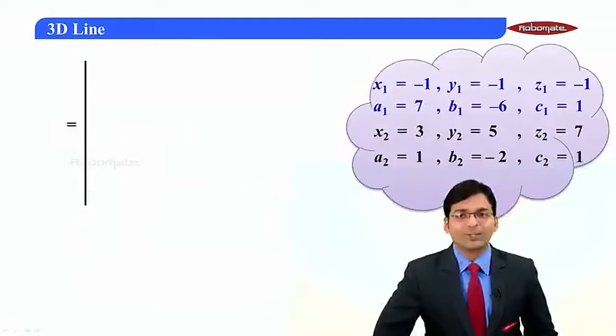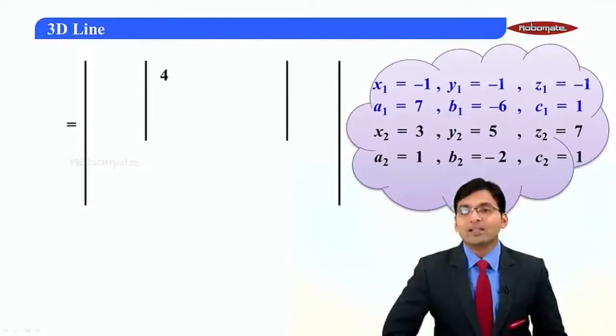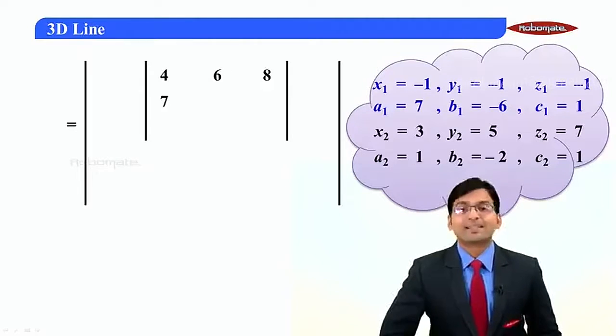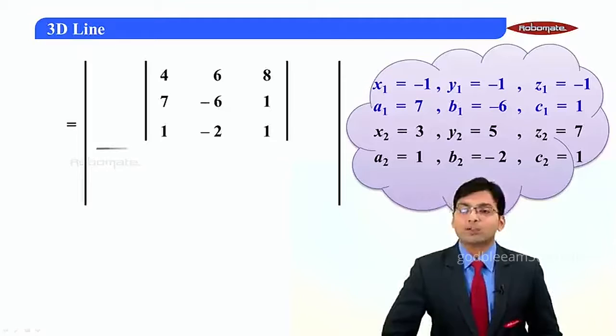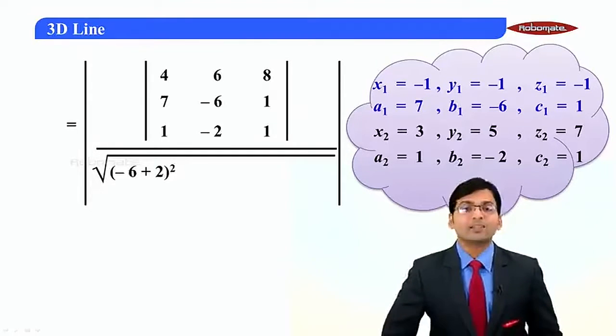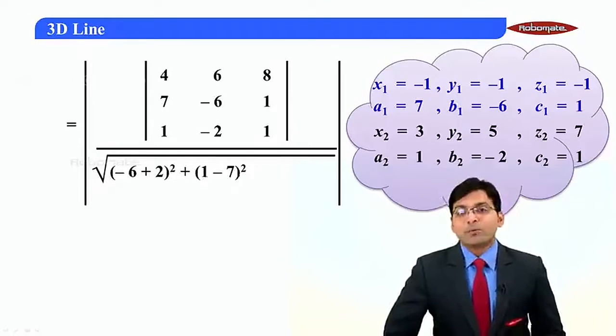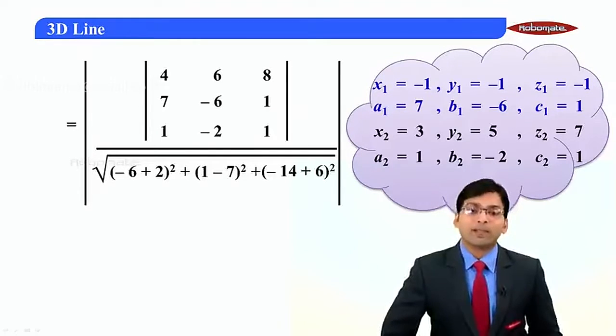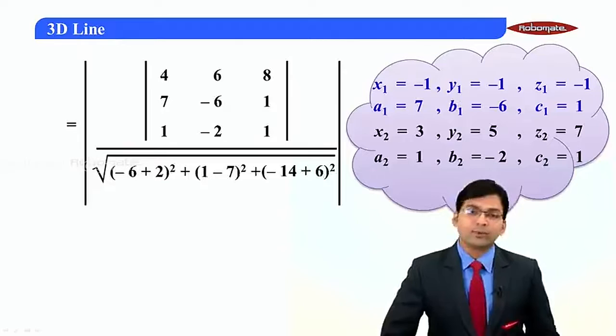These are the values and shortest distance becomes determinant of 4, 6, 8, 7 minus 6 1 and 1 minus 2 1. The denominator becomes square root of minus 6 plus 2 the whole square, 1 minus 7 the whole square plus minus 14 plus 6 the whole square.